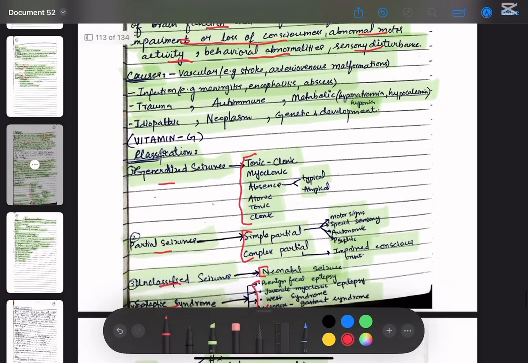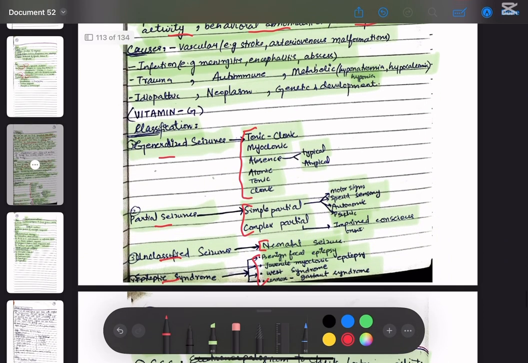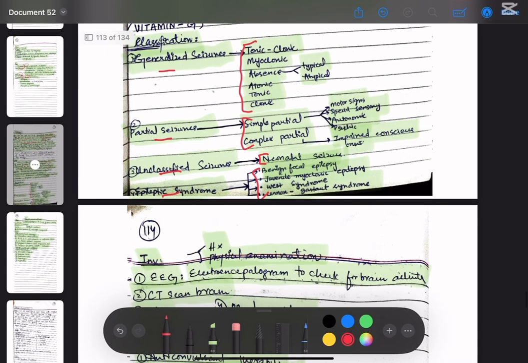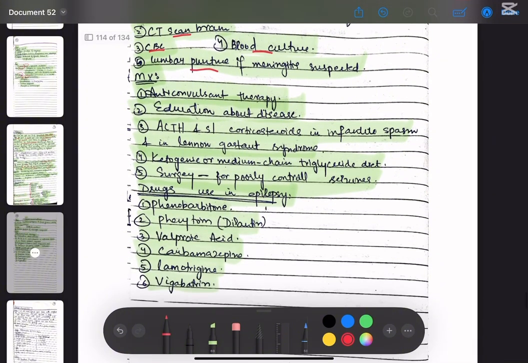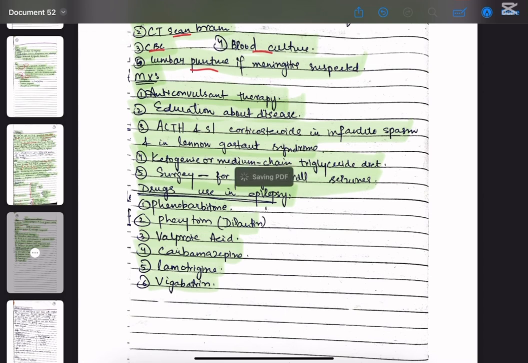In the classification, we have generalized seizures, partial seizures, unclassified seizures, and epileptic syndrome. In investigations, we do the EEG, the CT scan brain, the CBC, the blood culture, and lumbar puncture if meningitis is suspected. The management options are anticonvulsant therapy, education about the disease, the ketogenic or medium chain triglyceride diet, and surgery. The specific drugs used for epilepsy are phenobarbital, phenytoin, valproate, carbamazepine, lamotrigine, and vigabatrin.